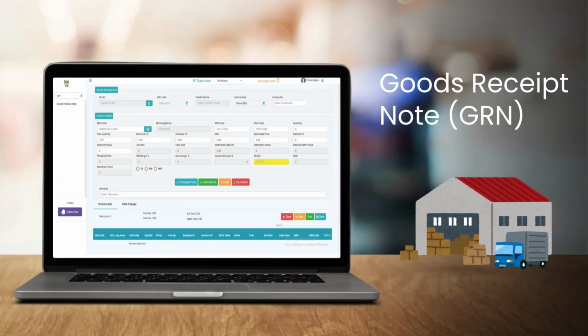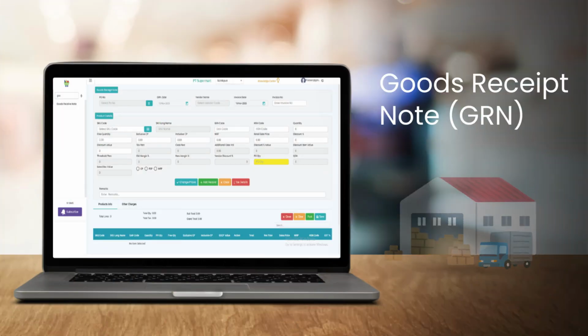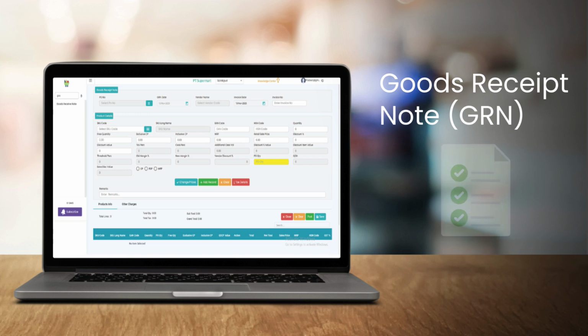When goods arrive, the goods received note records what was actually received. It matches the PO. It captures shortages or damages. And it becomes the proof for stock entry and payment.